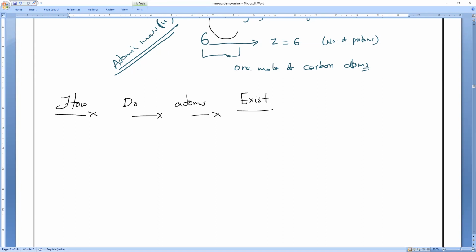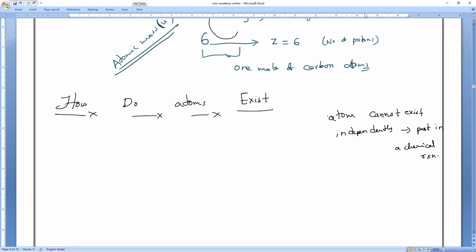So John Dalton postulated that atom cannot exist independently. Because of this reason, they will always take part in a chemical reaction. But it has been proved practically that atoms of elements can exist independently.